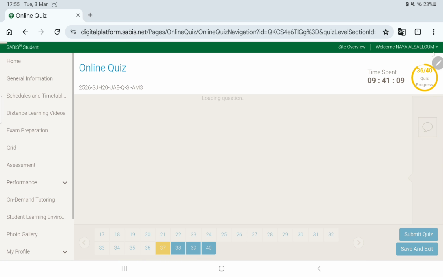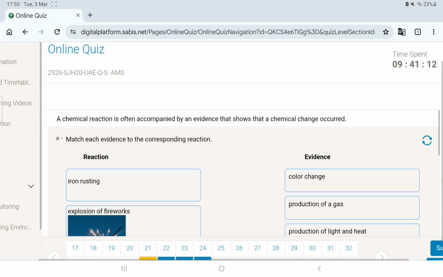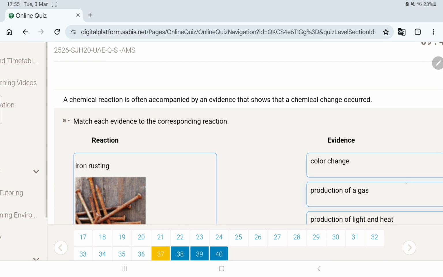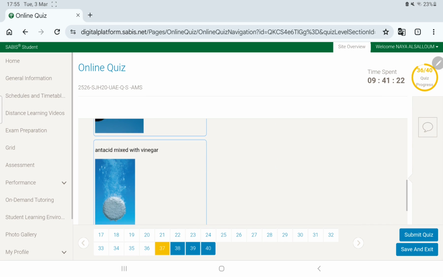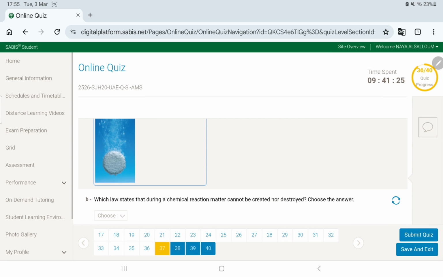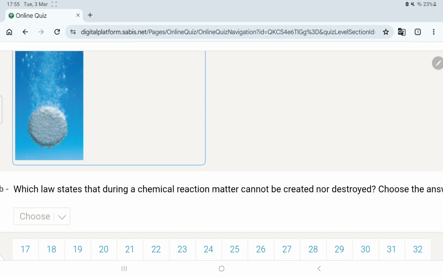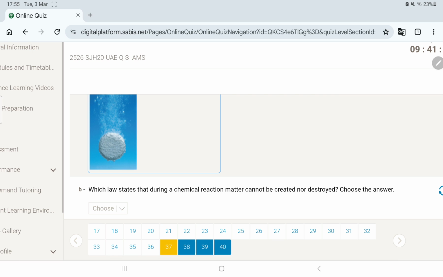Let's go. Question 37. A chemical reaction is often accompanied by an evidence that shows that a chemical change occurred. Okay. First, let's start with B. B is really easy. Which law states that matter, which is basically the mass, cannot be created nor destroyed? So in other words, mass stays the same.